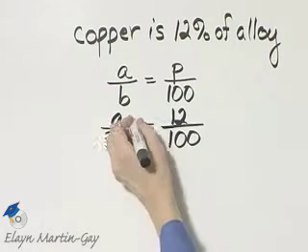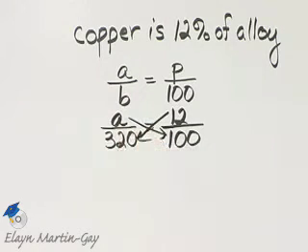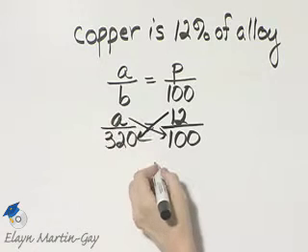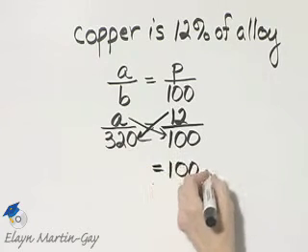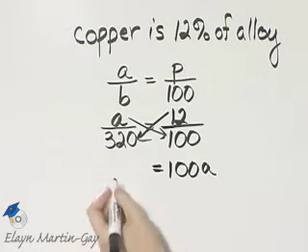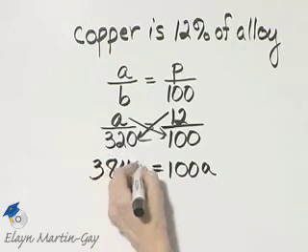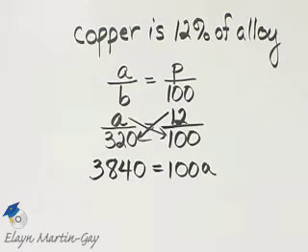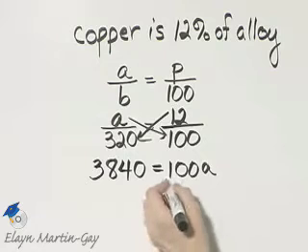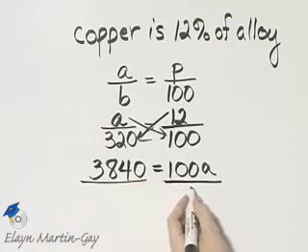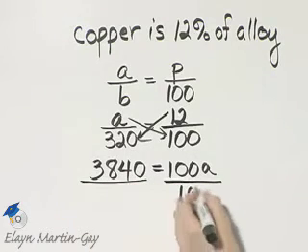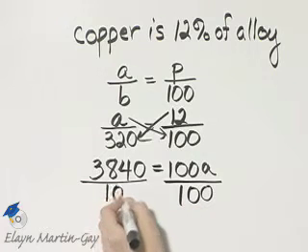So let's solve this proportion by finding cross products. A times 100, that's 100A, and 12 times 320, that's 3,840. You may need to go off to the side and do that multiplication. How do I solve for A? I'll divide the right side and the left side by the coefficient of A, which is 100.